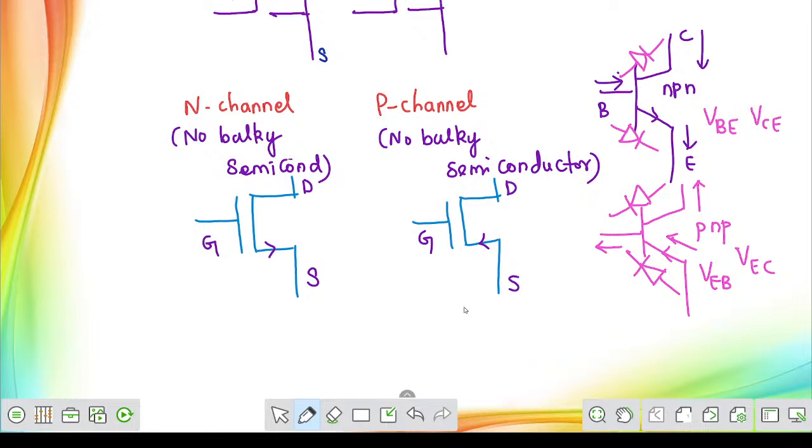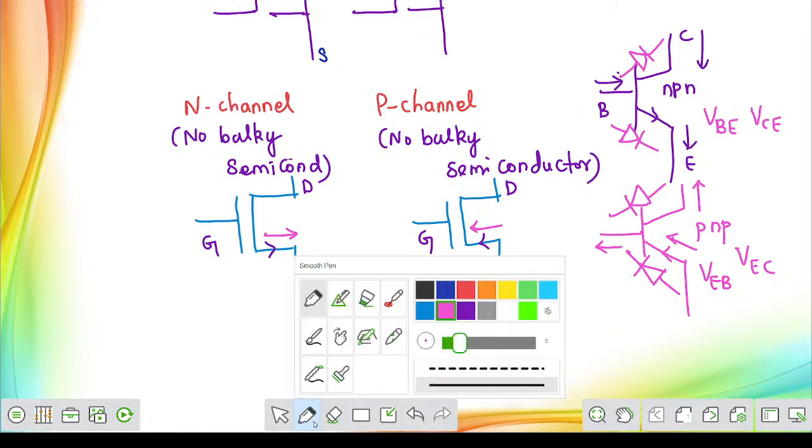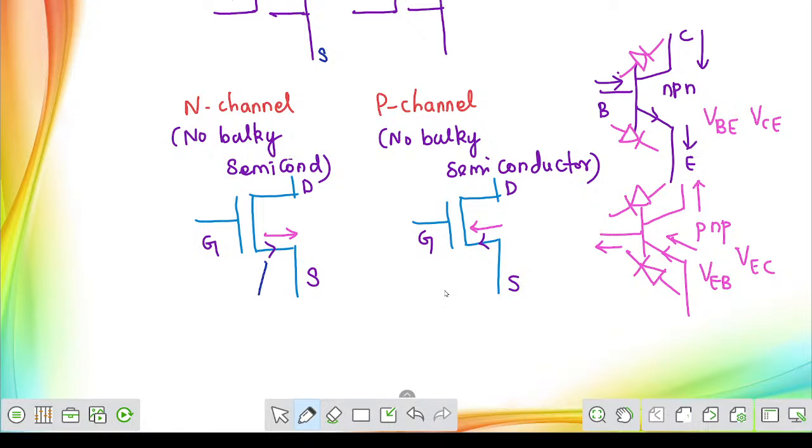If you observe in N channel MOSFET, current is going away from the source. Here, current is entering towards the source. Remember, current direction will be represented only at the source terminal. The names will not be given in the exam; they will give only the symbol. You will have to identify which is drain, which is source, which is gate terminal. After that, you will have to identify whether it is an N channel or a P channel MOSFET, again based on the direction of the current.